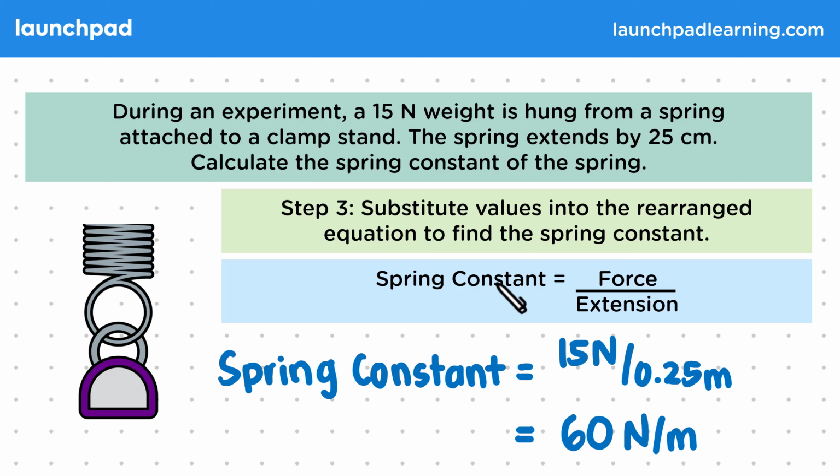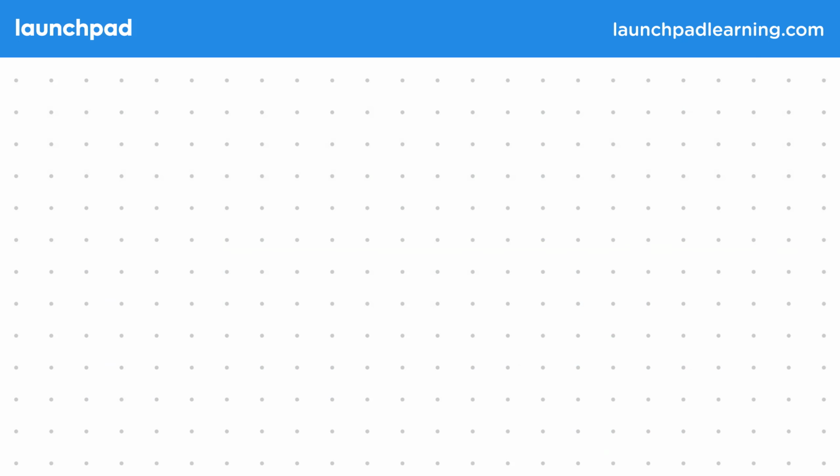Remember that spring constant is a property of the spring. So if we were to hang different weights off the spring for different extensions, we'd still get the same result from this calculation. But what about compressions, where the length of an object decreases instead of increases? Can we do a similar calculation for those?